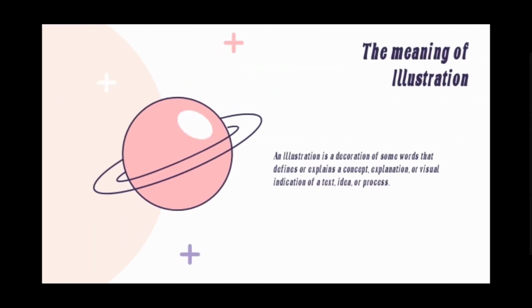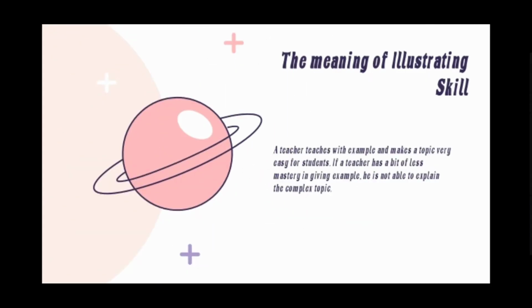An illustration is a decoration of some words that defines or explains a concept, explanation, or visual indication of a text, idea, or a process. So it is designed for making a concept easier in a proper media such as posters, charts, magazines, books, teaching materials, film pictures, videotapes, games, and films. The teacher typically creates an illustration, and that is also known as an example. So either it is in writing or in the picture form. And then we're moving on to the next one.